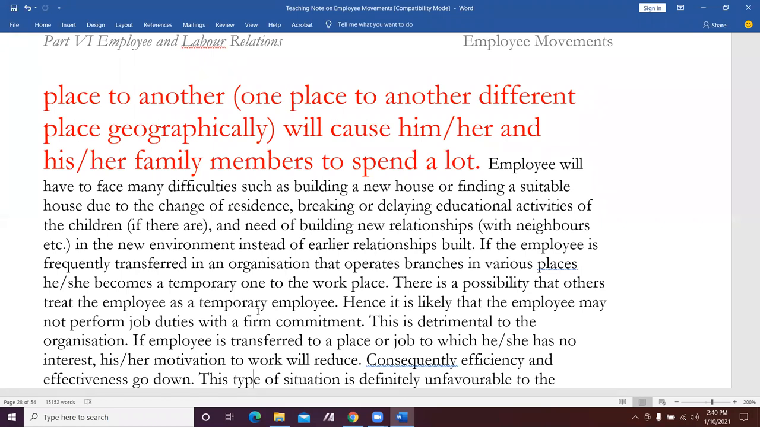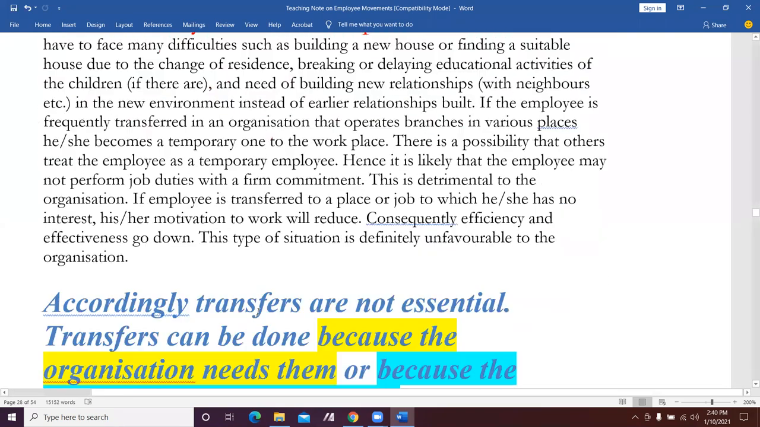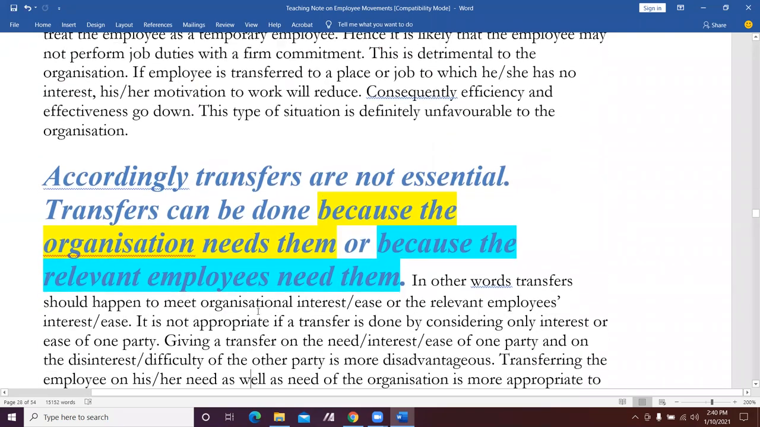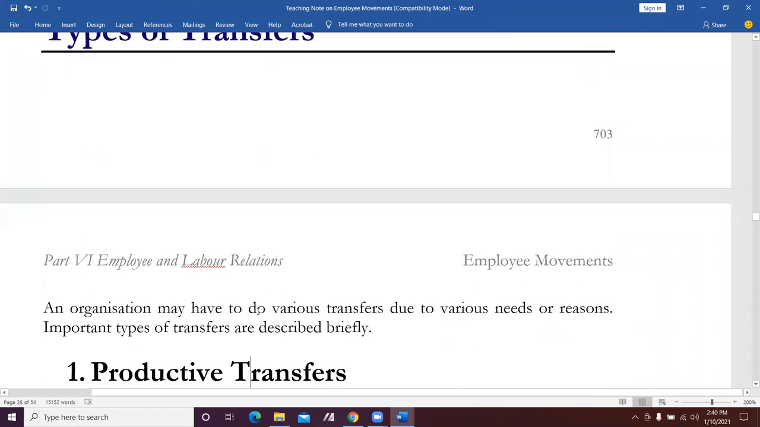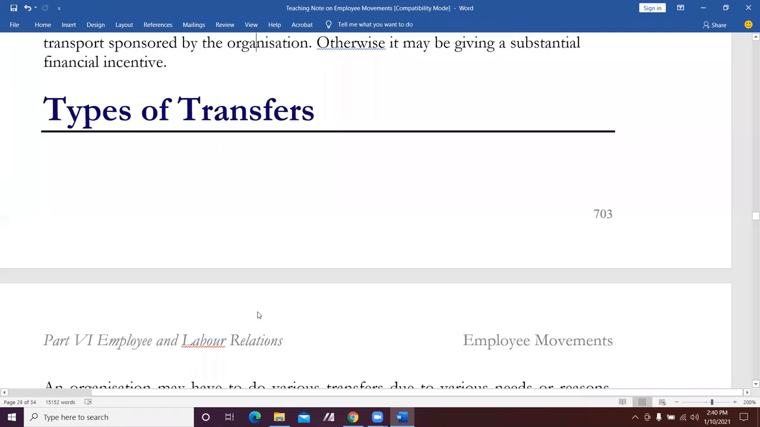They will have to stay in rented houses or in houses provided by the organization, not in his or her own house. That is possible because of transfers, which some employees don't like. Okay, right. Now tell me the reasons for transfers under the subheading types of transfers.